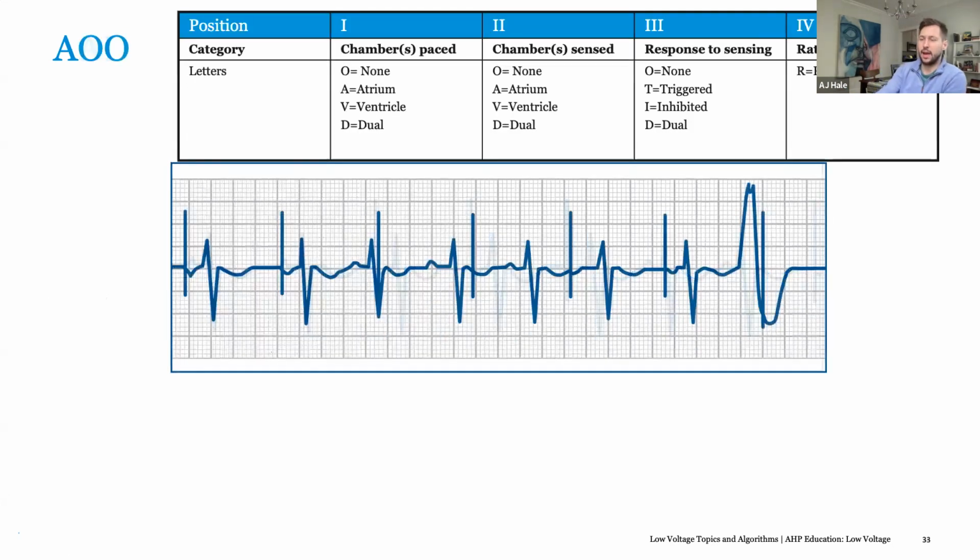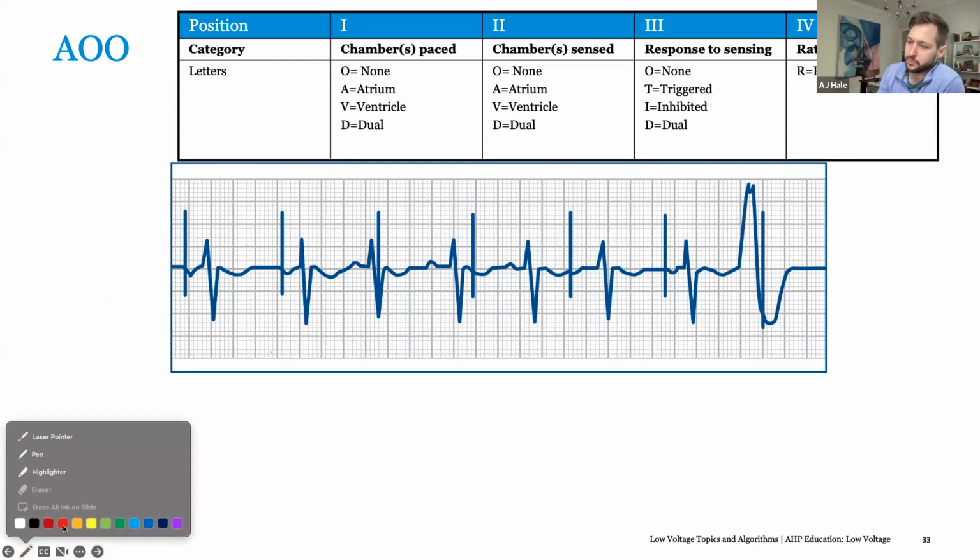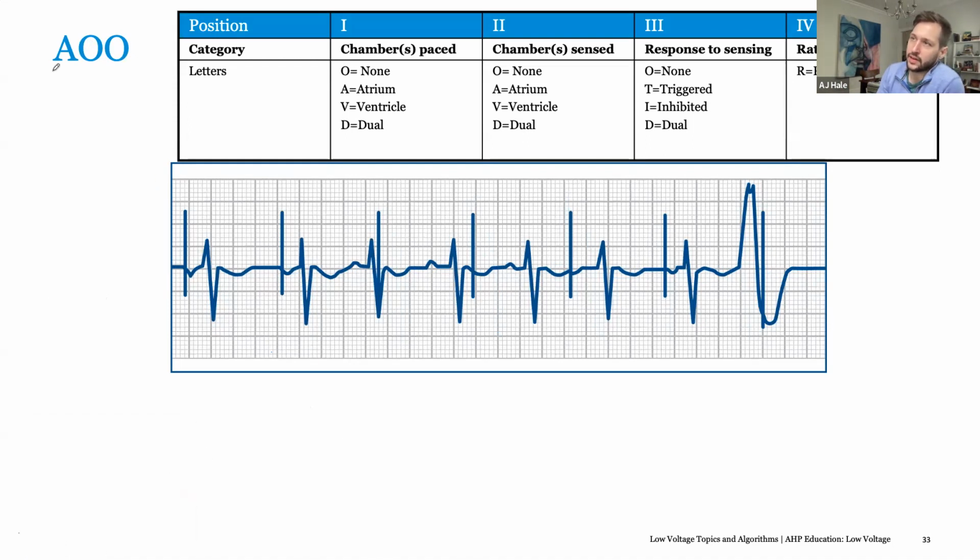So AOO, we talked about VOO. AOO is the same thing. It's just in the atrium. We kind of talked on this last week, I believe, but we tend not to see atrial-based only devices. It was a thing in Europe for a while. The East Coast did it for a while. The advantage of this being, say if a patient only needs atrial support, you may reduce the incidence of complications.